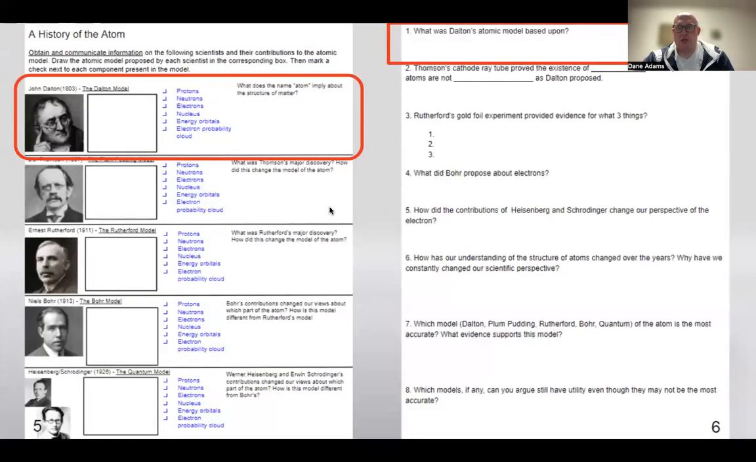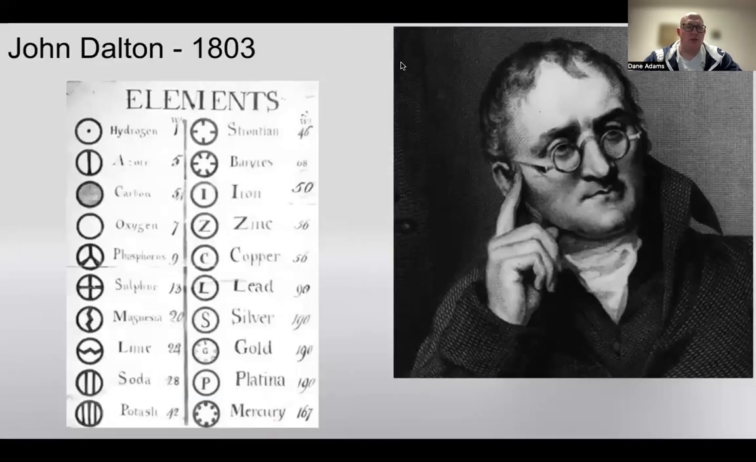But the first person we're really going to talk about is John Dalton. This is on page 5, this section up here on John Dalton. And then on the next page, page 6, there's a question up here. So that's where we're going to be writing a few things down right now, these two sections.